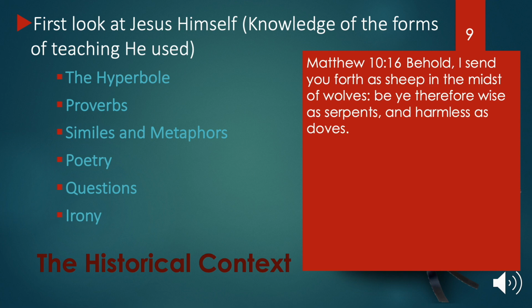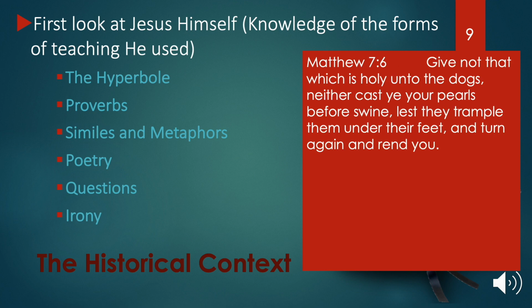The third one was similes and metaphors. Jesus used many similes and metaphors, many times in his parables. Matthew 10:16 says, "Behold, I send you forth as sheep in the midst of wolves. Be ye therefore wise as serpents and harmless as doves." As sheep would be a simile, in the midst of wolves, the wolves would be a metaphor. And wise as serpents, that would be a simile, and harmless as doves, another simile. So Jesus used many of these as forms of teaching.